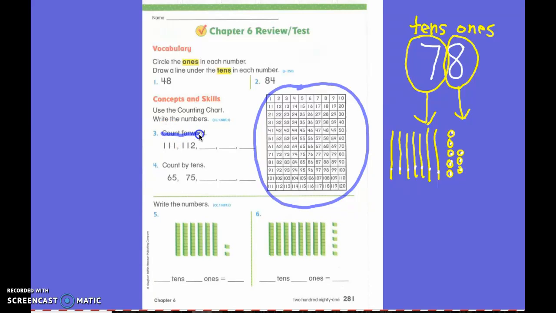On number 3, it says count forward. That just means I go one more, one more, one more, and we're going to keep counting. Then the next one is a little bit different. It's counting by tens. On my hundreds number chart, how do I count by tens? Down. I go down one, instead of beside it.